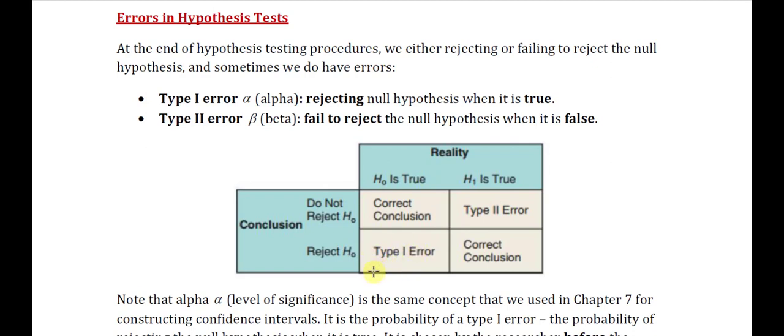Alright, so this is just a quick summary of the table that shows you that type 1 error is when we reject the null hypothesis when it is actually true. And type 2 error is when we fail to reject when the null hypothesis is false. The null hypothesis is false, meaning that H1 is true. So type 2 error is right here: do not reject when H1 is true, that means when H0 is false.